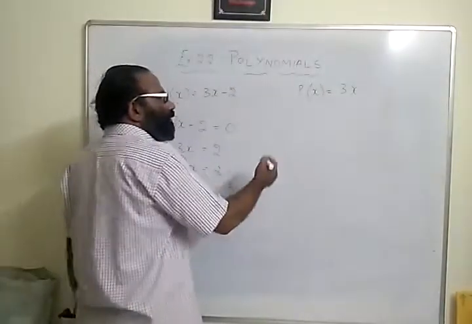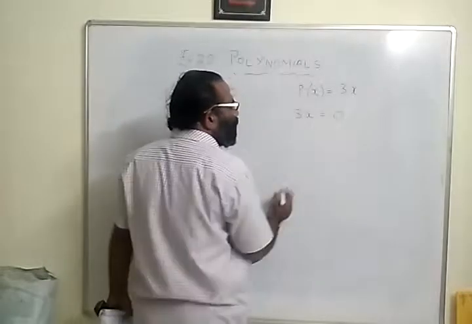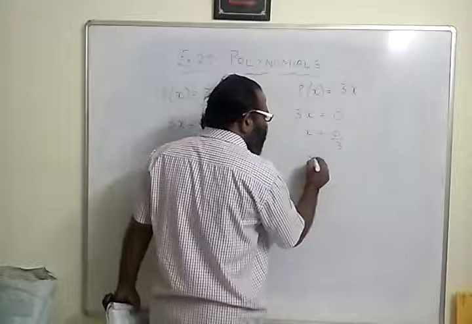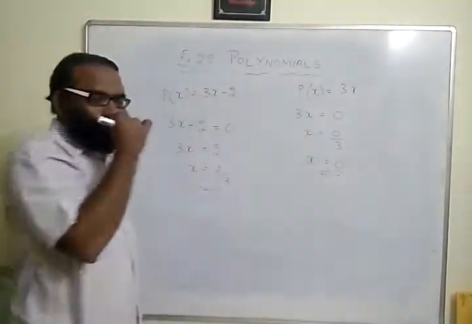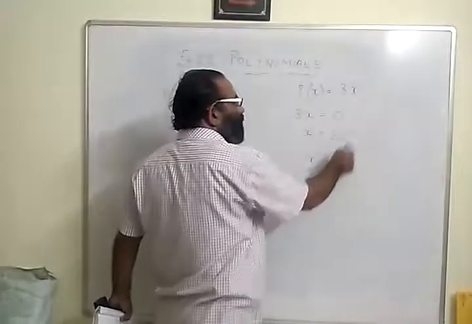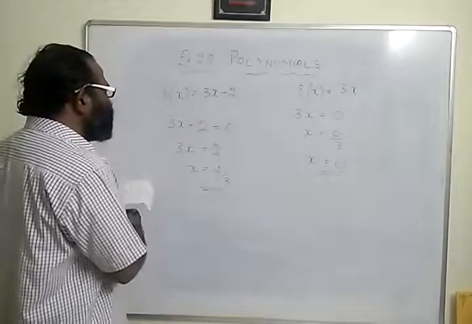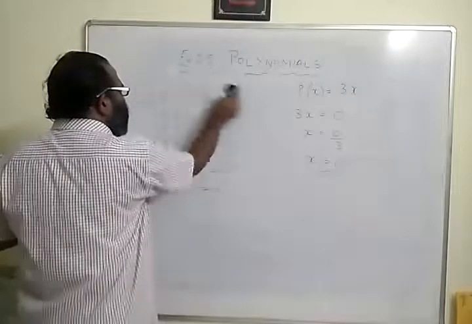3x. So what does it mean? It means 3x is equal to 0. So x is equal to 0 by 3, which means x is equal to 0. So the 0 of this polynomial is 0. Because when I substitute instead of x, if I put 0, 3 into 0, I'll get 0. The whole polynomial becomes 0. So the next one.